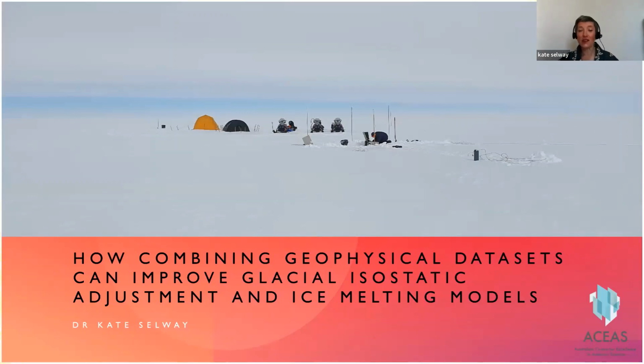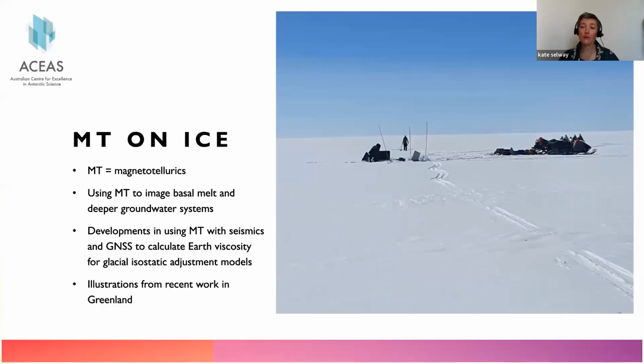Yeah, as Laurie said, I'm a geophysicist, and today I'll be talking about how we can especially combine geophysical data sets to improve our understanding of ice sheet behaviour, especially glacial isostatic adjustment and ice melting models. So my particular expertise is in a technique called magnetotellurics, or MT. MT is an electromagnetic geophysical method, and it images how electrically conductive the Earth is. And that's useful for a number of things in polar settings.